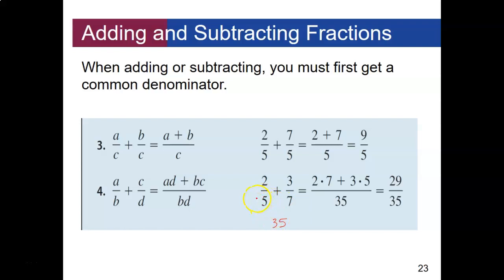So in order to have 35 here on the bottom, I'm going to have to multiply the numerator and the denominator by 7. And in order to have 35 here, I'm going to need to multiply the numerator and the denominator by 5. So I'm going to end up with 2 times 7, or 7 times 2, plus 3 times 5 over 35, and I get 29 over 35.